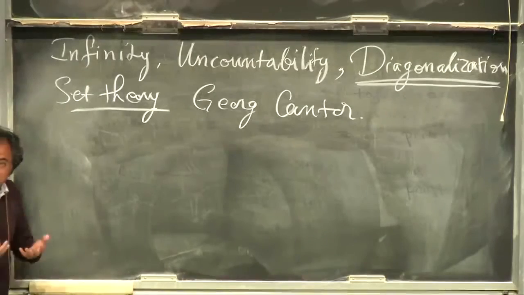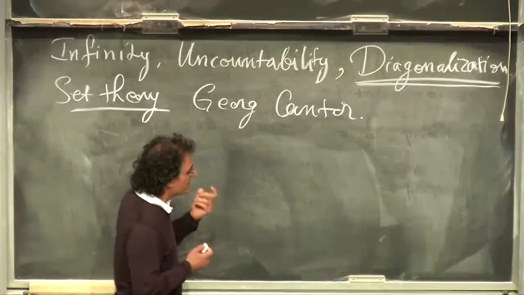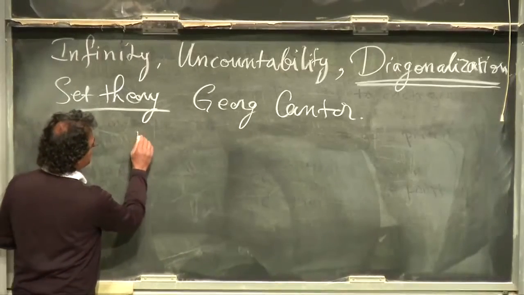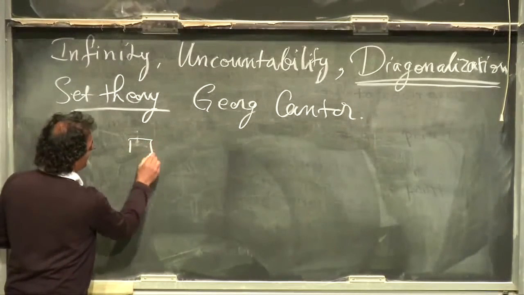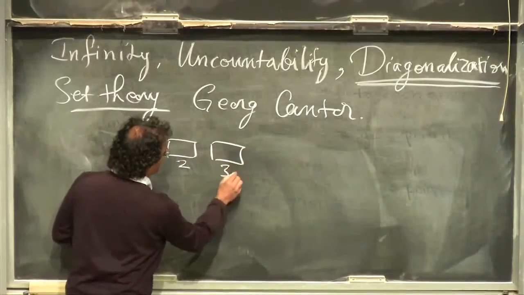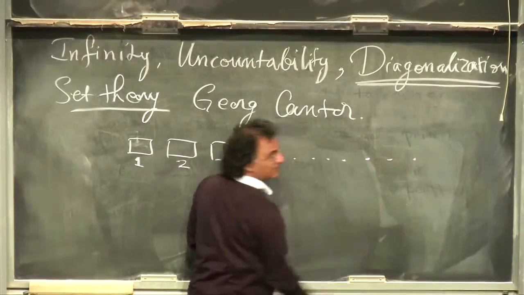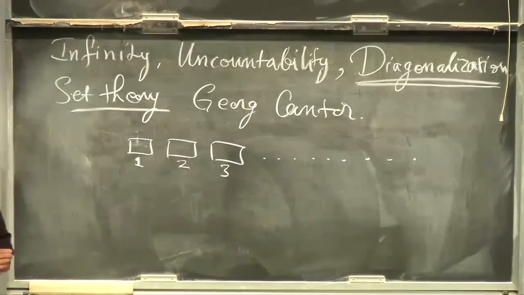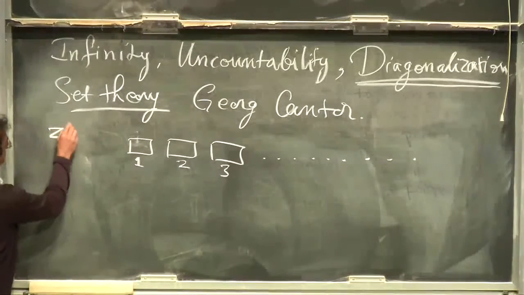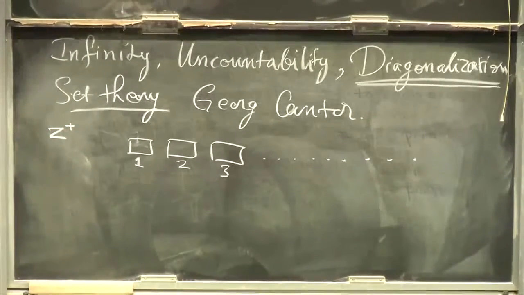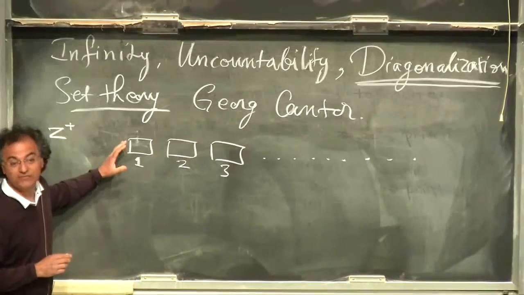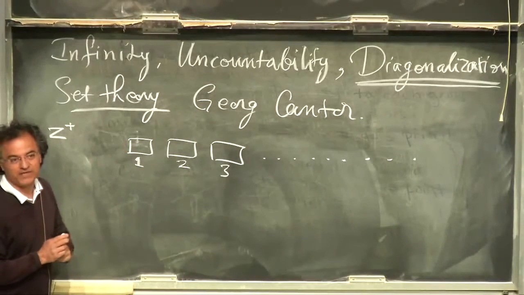And so to understand this, let's look at this very simple example. Let's say that you have a hotel whose rooms are numbered 1, 2, 3, and so on. It just keeps going. It's an infinitely large hotel, and this hotel is called Hotel Z+. And one rainy night, it's completely full. So every room is occupied.